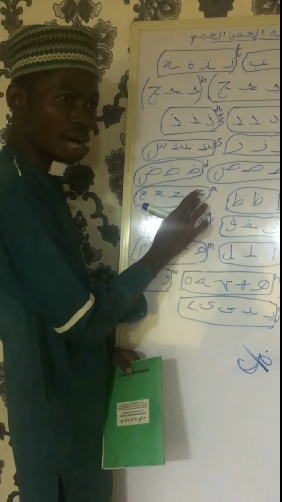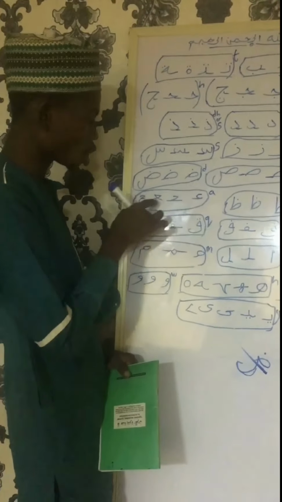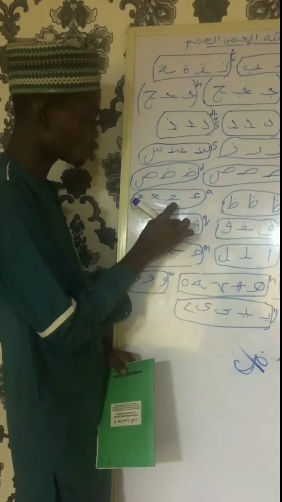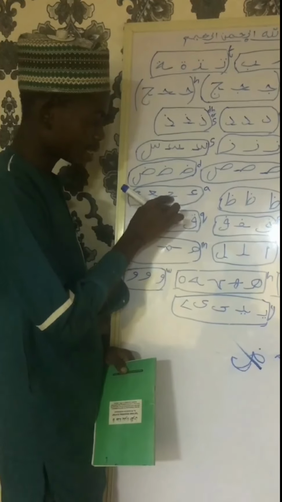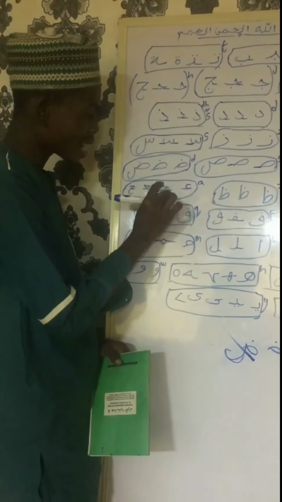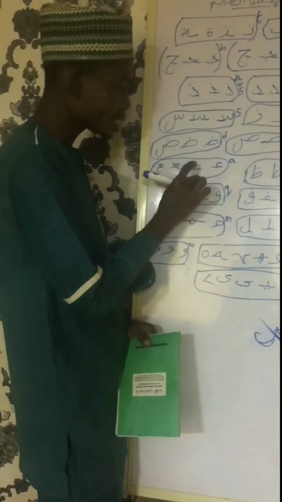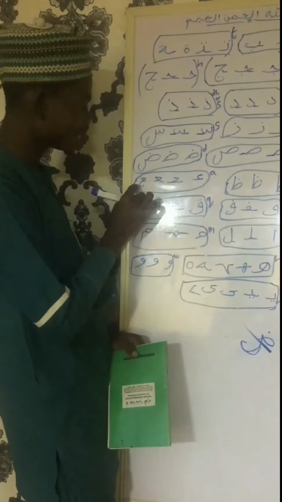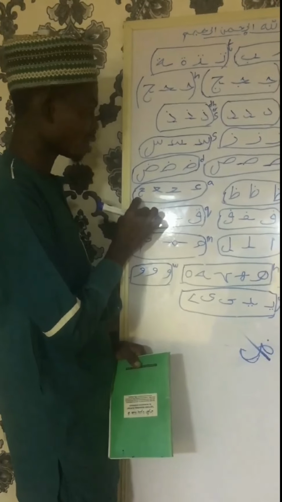In the middle it looks like this or this. It comes in these two forms, either this form or this form. While at the end it comes in this form. So you have to take note of it.